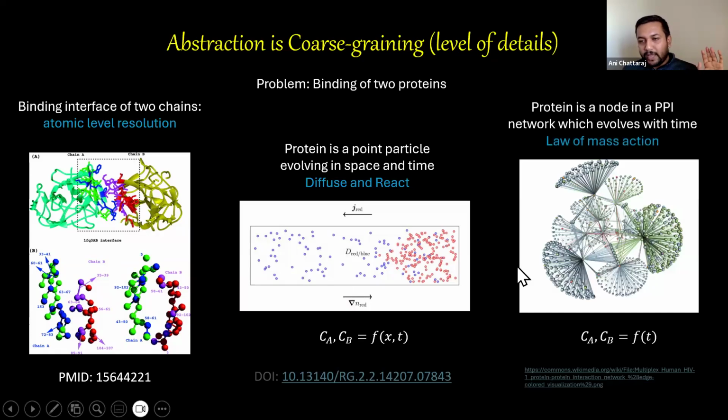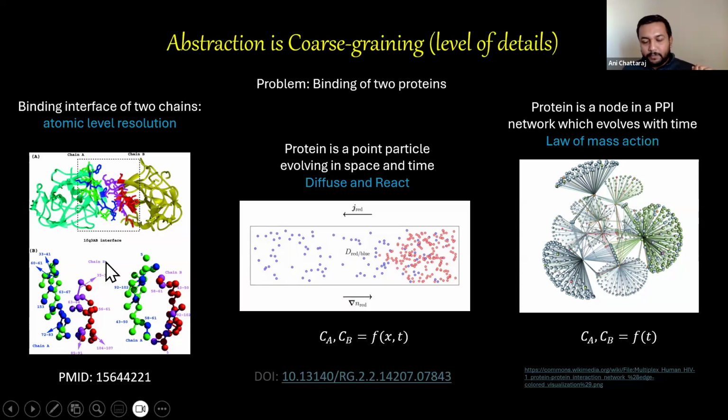Now, if we come to another scale altogether, here I'm showing a protein molecule which is part of a protein-protein interaction network, for example, which can include thousands of protein molecules. Here, we would say that the concentration of each individual molecule is a function of time, so it's evolving only in time. But due to the law of mass action, if we provide some concentrations and the binding affinities, we can get a reasonable approximation of the system's dynamics, right?